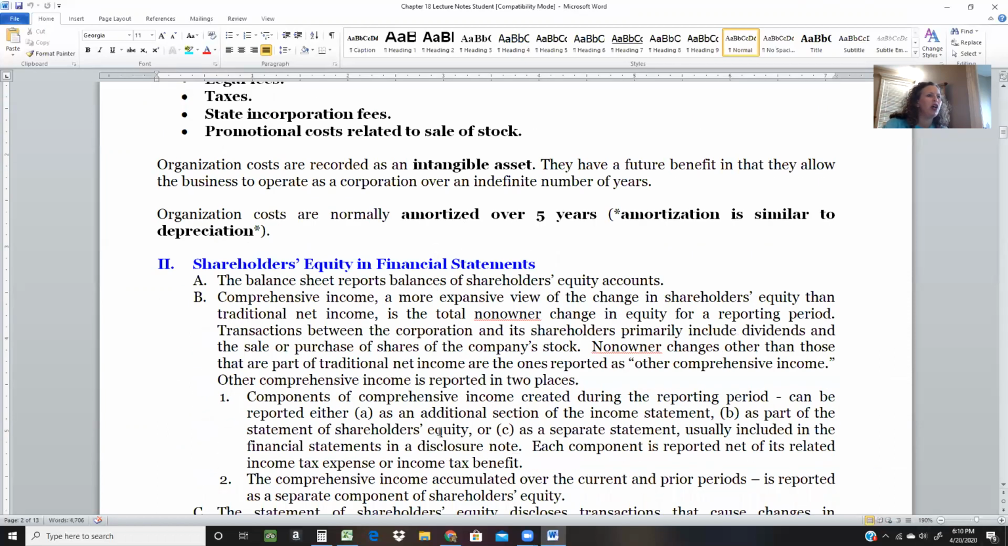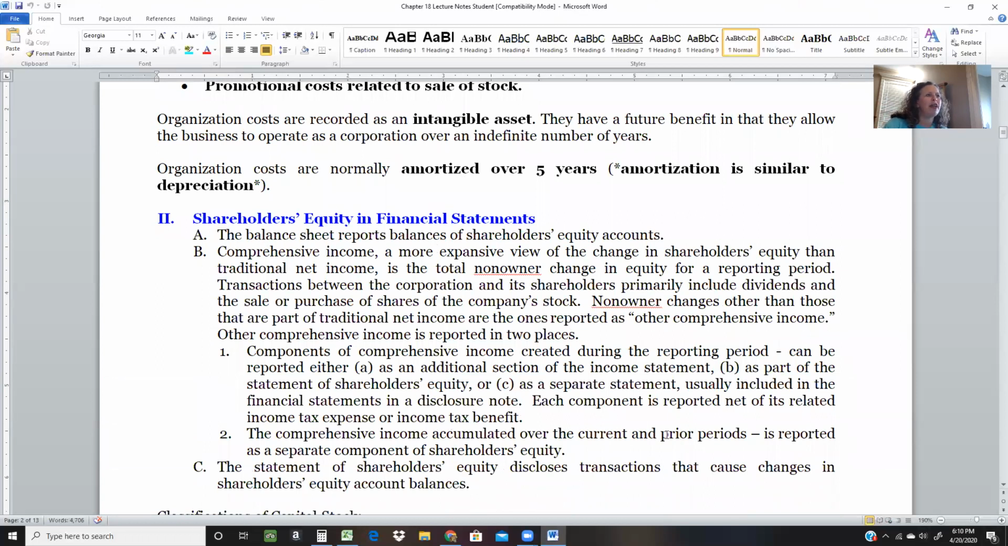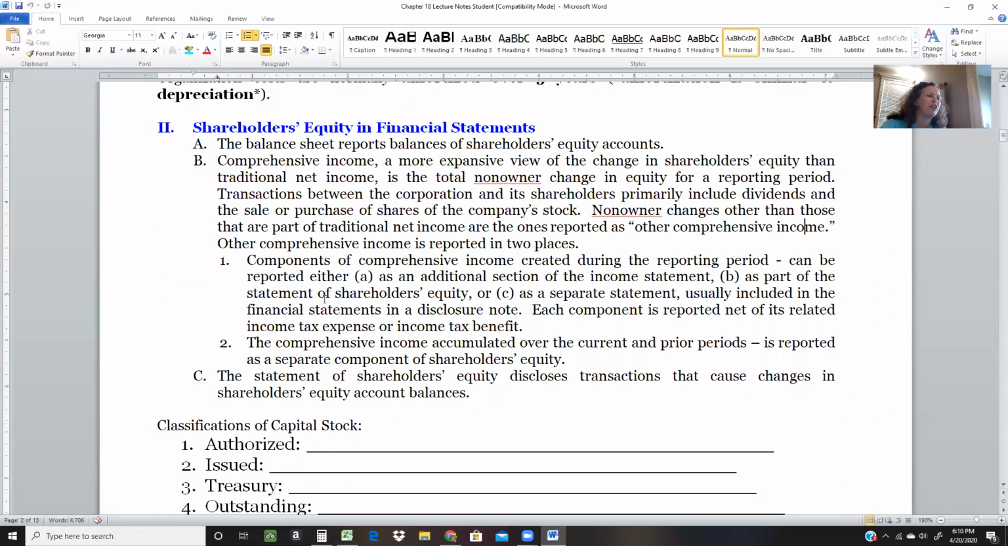Okay, so on the balance sheet, this is a little blurb about other comprehensive income. Remember when I said dash OCI, when we had unrealized holding gains and losses? There's a little conversation here, but we're not going to do anything with it.